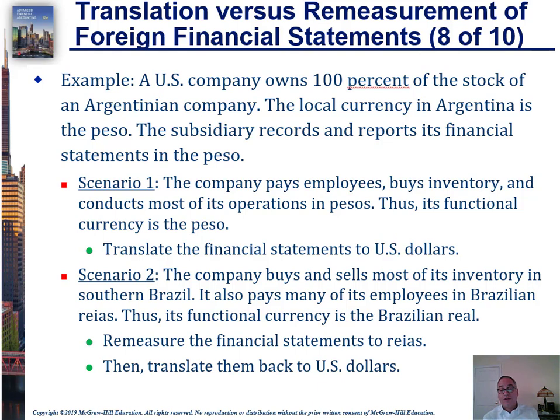Scenario 2, the company's in Argentina, but it buys and sells most of its inventory in southern Brazil. And it pays most of its employees in the Brazilian currency, Brazilian reais. So its functional currency is the Brazilian real. So what you would need to do is, and let's say since it's in Argentina, they keep the books in pesos. It doesn't tell you that, but you've got to know it. They keep their books in pesos. So when they prepare the financial statements, they prepare them in pesos.